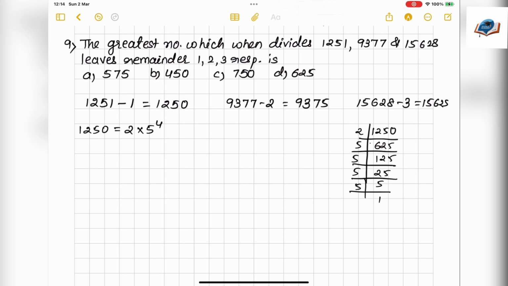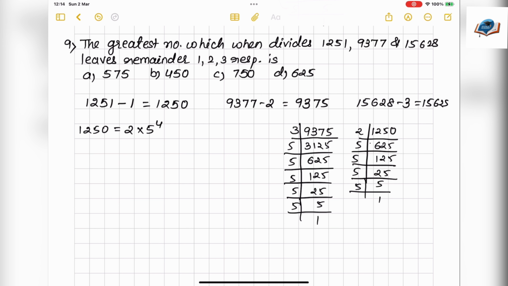Same way, if I do 9375 factors, so first with 3 it will go 3, 1, 2, 5, then with 5, so 625, again with 5, so 125, again with 5, so 25, again with 5, so 5 and 5, 1. So 9375 will be equal to 3 into 5 raised to 5.